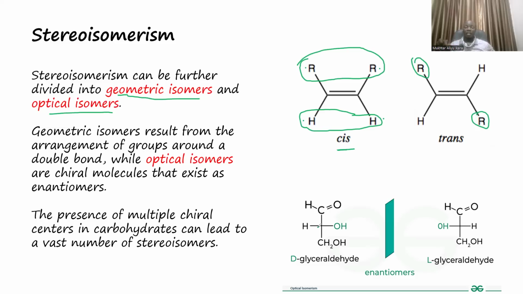Whenever you have a carbon with four different groups attached to it, that carbon is called a chiral carbon. So now, where do we have a chiral carbon here? This is our chiral carbon.